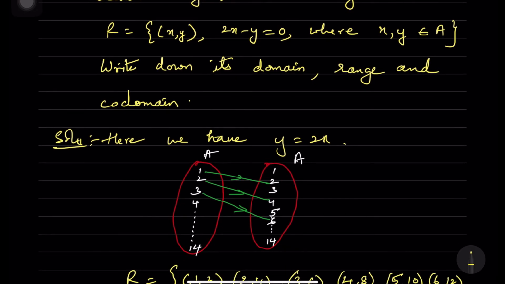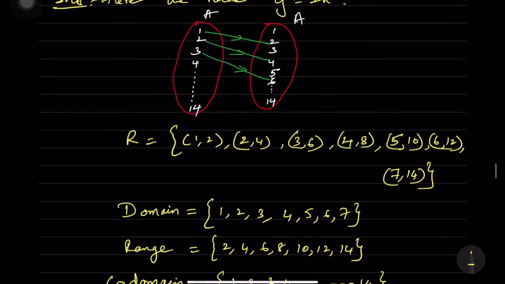So now here we have y is equal to 2x. So A is nothing but, from this arrow diagram you can see, 1, 2, 3, 4 up till 14, and B, again A, is equal to 1, 2, 3, 4 up till 14. So we can write down the domain, range and codomain. Here the domain is 1, 2, 3 up till 14, but we can take only till 7 because the set A consists of up to 14. So 7 into 2 is 14, so 7 is the last element we can take in the domain.